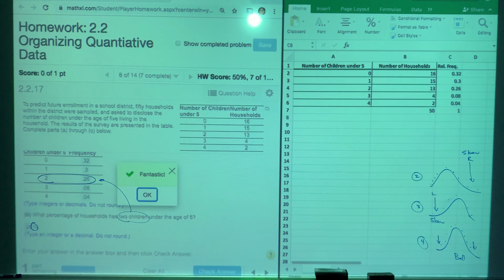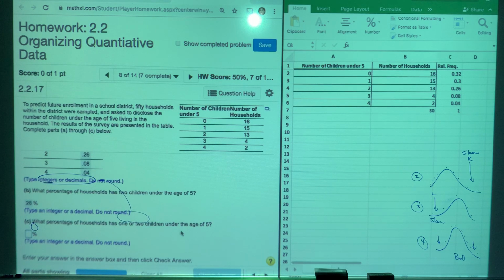Okay. Now, if they ask for the proportion, then you would just put 0.26. But since they ask for the percentage, you put it as a percentage. You convert to a percentage. Okay, let's look at the next part of it.